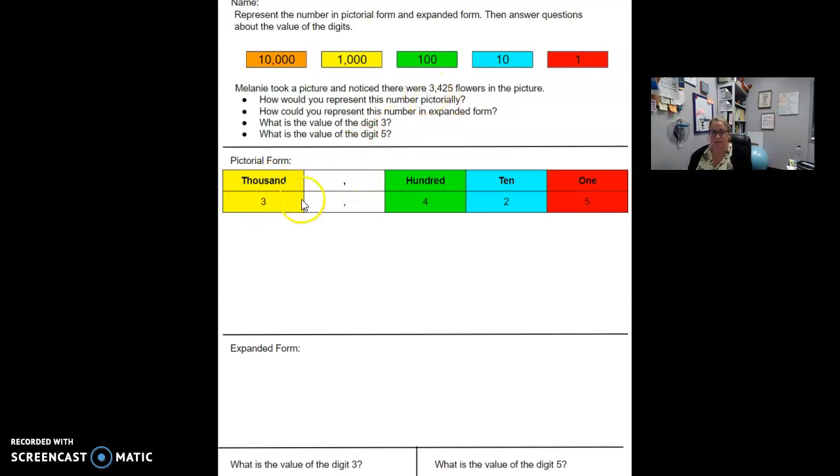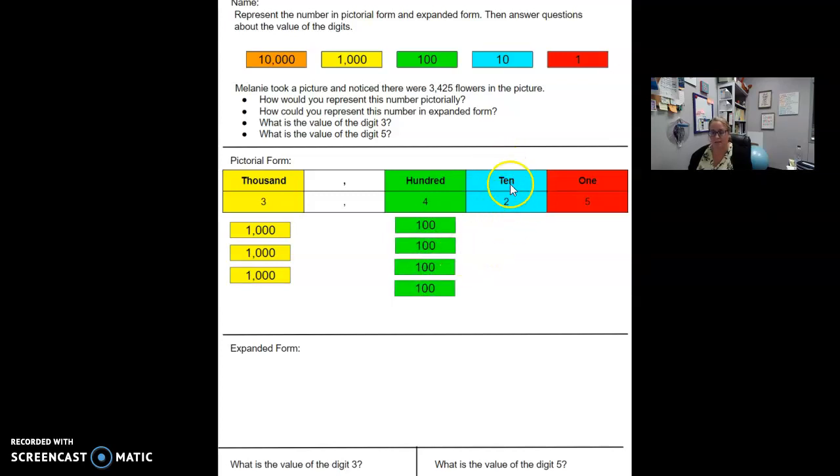So it says 3,000. So I'm going to use my place value discs, that's the 1,000, and I've color coded it to help us. And I need 3 of them. So I'm going to say 1, 2, 3. Now I want to do the same thing for my hundreds. How many hundreds am I going to need? That's right, I'm going to need 4. So I'm going to do 1, 2, 3, 4.